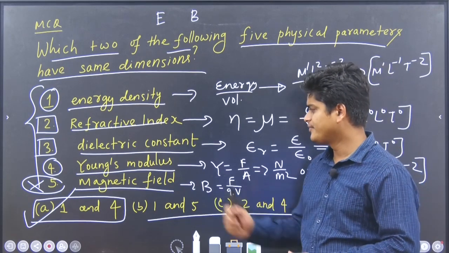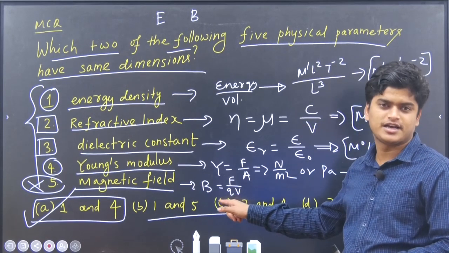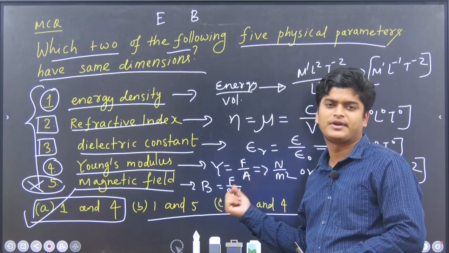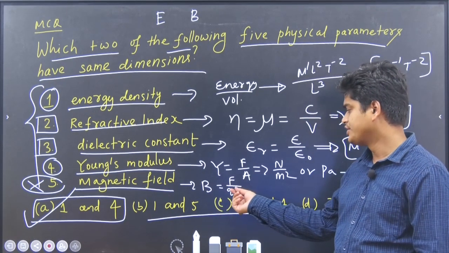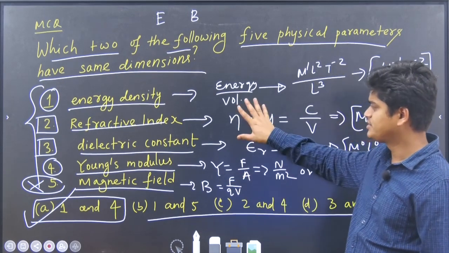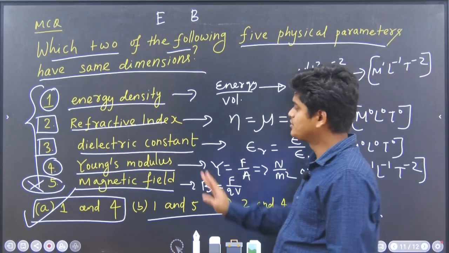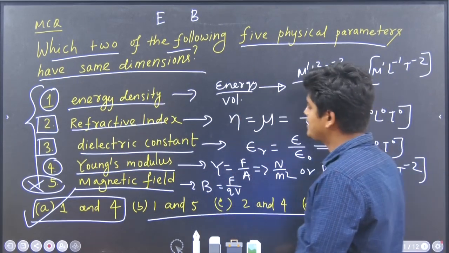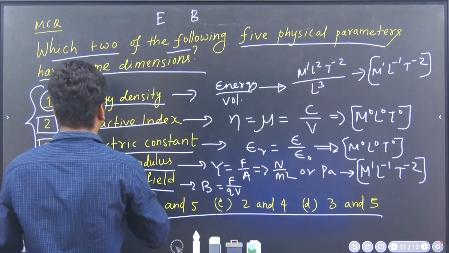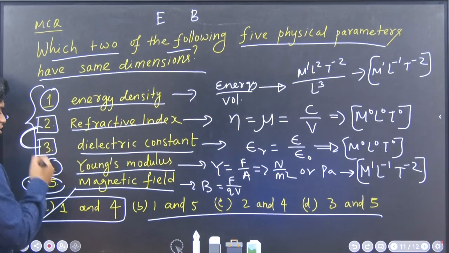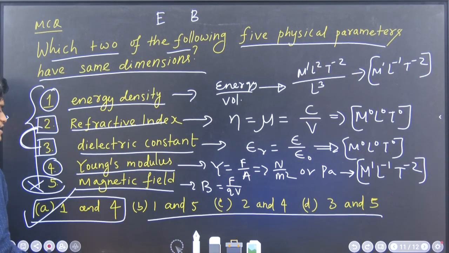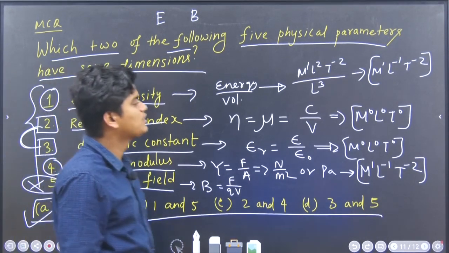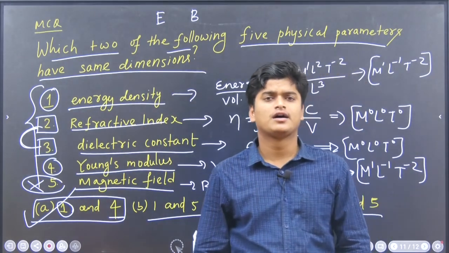And magnetic field, why I omitted it, is because charge is there. So due to that, ampere will come. So that base quantity, or SI quantity, fundamental quantity will come. So that's why ampere will not match with anyone, so we will not consider it here. So for considering, energy density and Young's modulus are exactly the same, and refractive index and dielectric constant are exactly the same, but these 2 and 3 are not mentioned in the options. That's why we are considering 1 and 4. So this 1 and 4 are matching exactly. Okay. So I hope you are understanding this question.